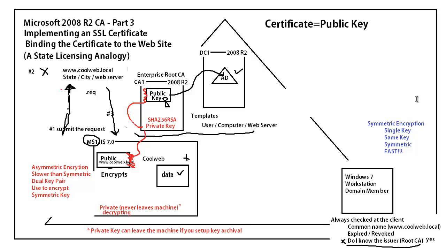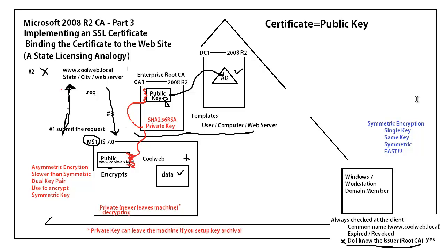This video builds on Part 1 and Part 2 of implementing an SSL certificate. In this video, what we're going to do is bind the certificate to the website. And what I've been doing in this video presentation is trying to give everybody a very simple analogy of how this works by using a state licensing agency as my analogy. So as I go through the presentation, I'm going to be referring to this analogy.